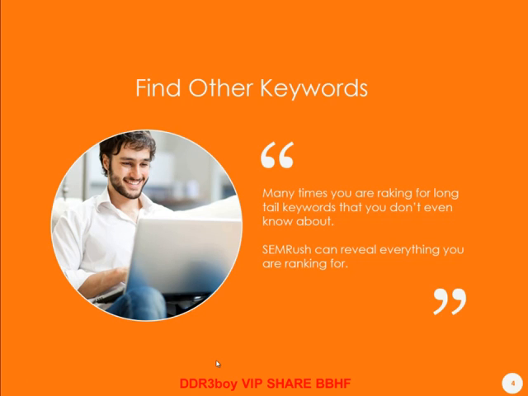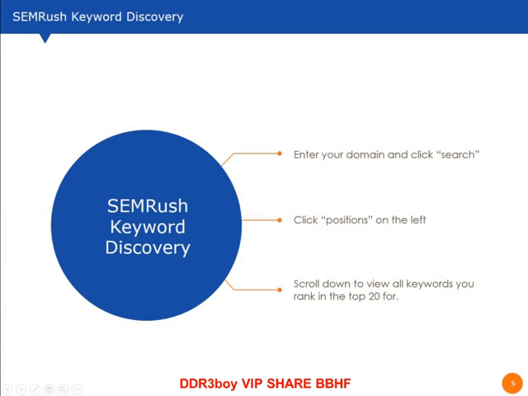Now, there are ways to find other related keywords that you're performing well for. So many times you are ranking for long tail keywords that you don't even know about. And SEMrush is one good way to reveal everything that you are ranking for. We've looked at that in previous lessons, but basically, again, in SEMrush keyword discovery, you enter your domain and click search. Then positions on the left, scroll down to view all of your keywords that rank in the top 20. So let's take a look at that.